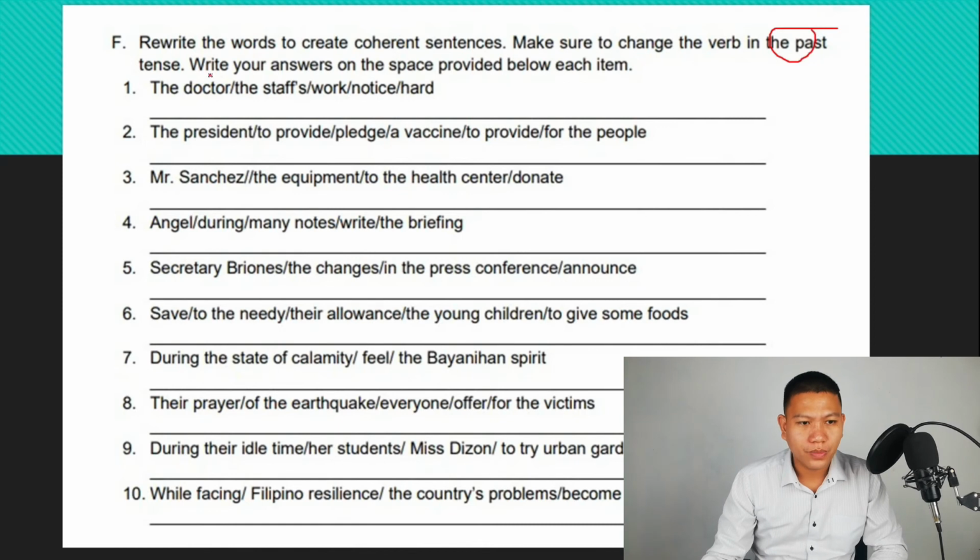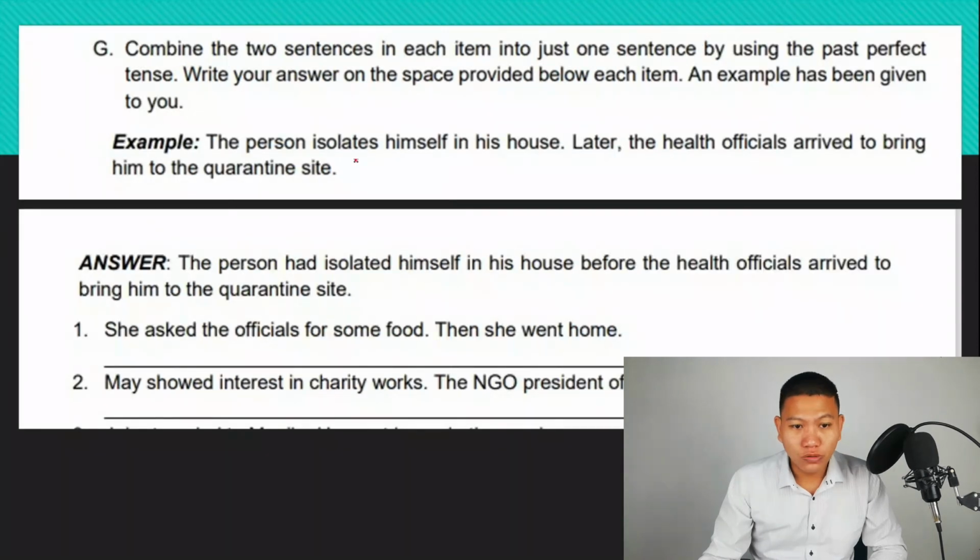Letter F. Okay, you have to rewrite the words. These are jumbled words, and then make sure that you use the correct past tense. So this is for past tense, not past perfect. The doctor. Okay. So the verbs are not in past, so we will make them past form. Then we will rearrange the sentences. So number 1, the doctor noticed the staff's hard work. Okay. And then you continue the other sentences.